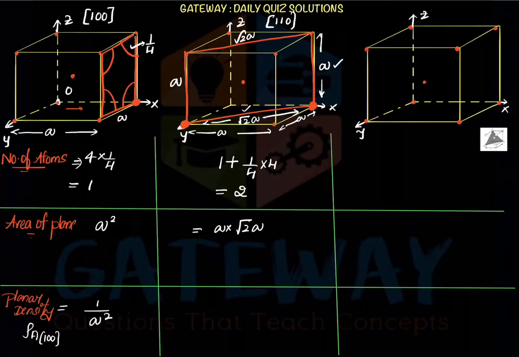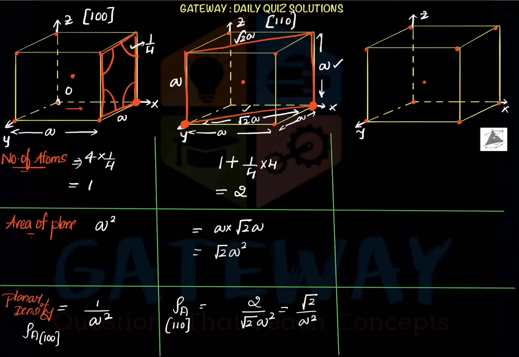So here the plane area will be A into root 2A, nothing but root 2A square, and the planar density rho along the 1 1 0 plane will be, number of atoms are 2 upon root 2A square, and on simplifying it will be root 2 upon A square. And here comes our last and interesting case, 1 1 1.